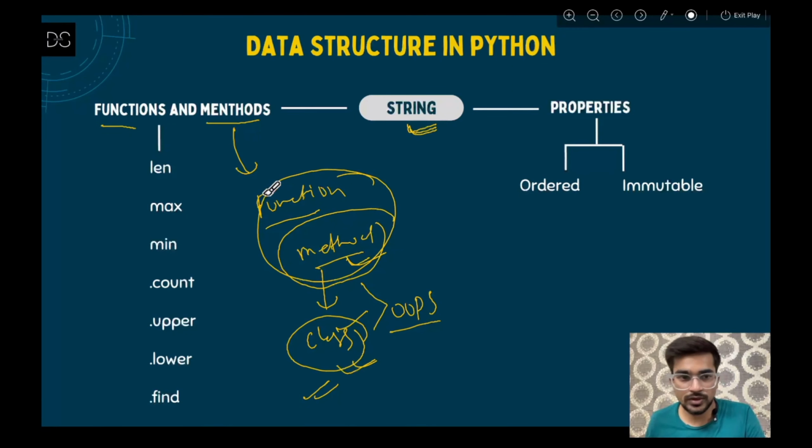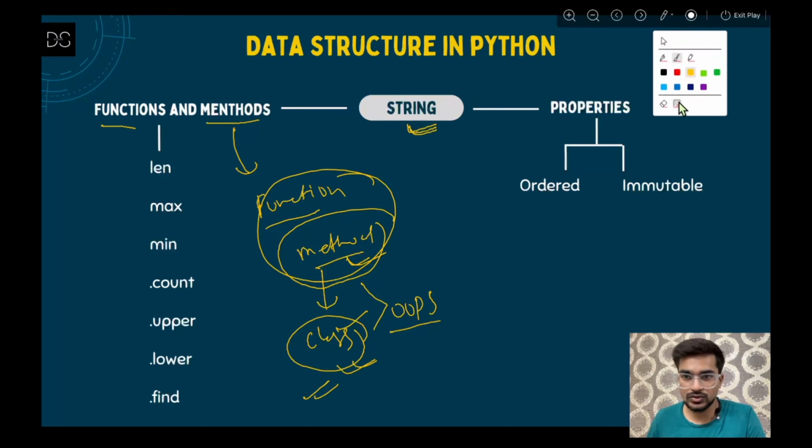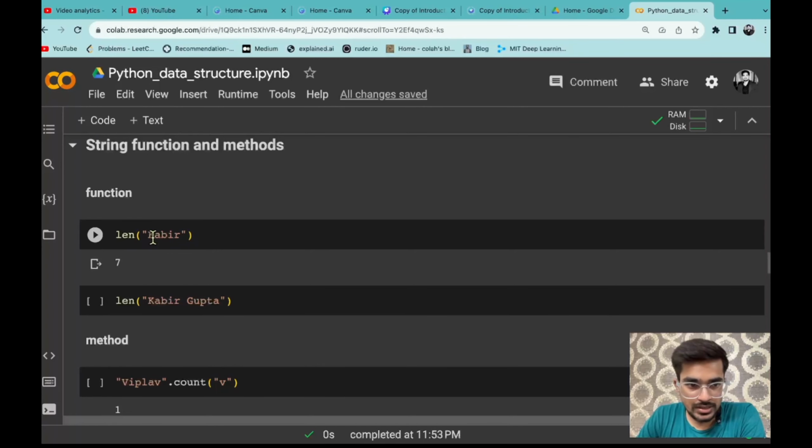So I think that overview of a function and method is clear now. So we'll move towards the different functions and methods that are used in string. So you can see what I'm doing. I'm defining a name. I'm giving a string Kabir to the function length, and I just want to find out the length of that word, or string, Kabir.